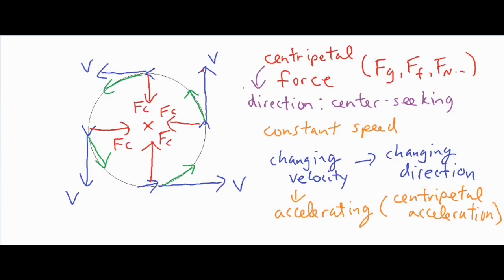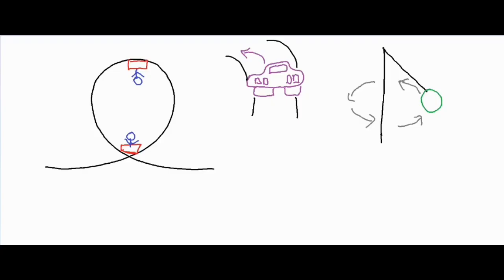Now, let's go ahead and take a look at some problems. So let's take a look at three circular motion problems, all of which are pretty different. One of them is going to be a person going around a roller coaster loop. The second one is a car turning in a circular path. And the third one is a ball hanging from a string going around in a circle around a pole, which would be called a tetherball.